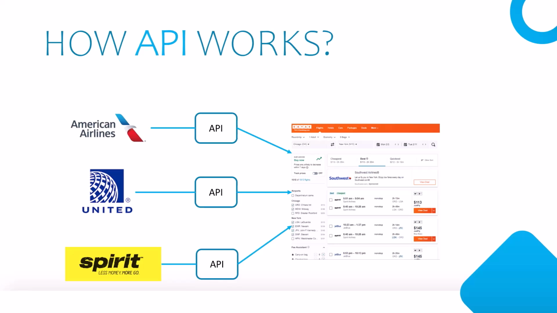Same thing happens when you compare hotel rates on Expedia, Priceline, or other websites, where they get information from multiple websites. So as you can see, API is the main superhero between connected services.